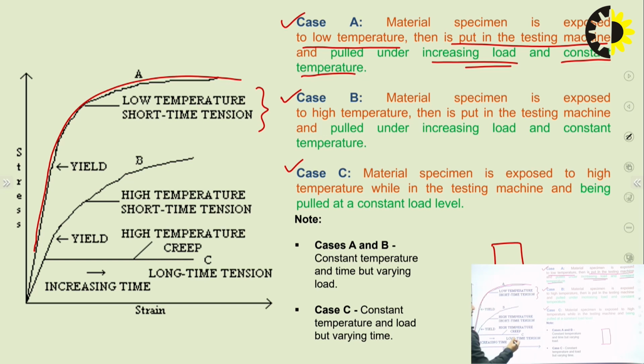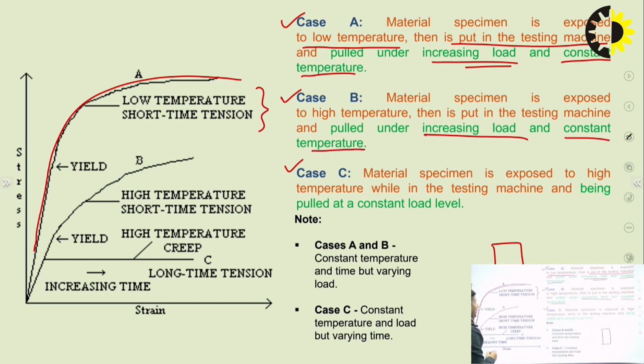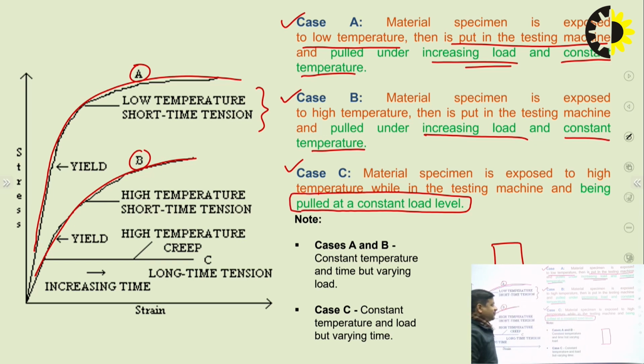But if you consider case B, where we pull under increasing load, the same thing, at constant temperature, then what will the behavior be? The behavior will be like this. This is case B and this was case A. Now please notice here, if a specimen is exposed to high temperature while in the testing machine and is pulled at constant load, as we know, creep happens under constant load over a long period of time. Then what will be the behavior of this curve?